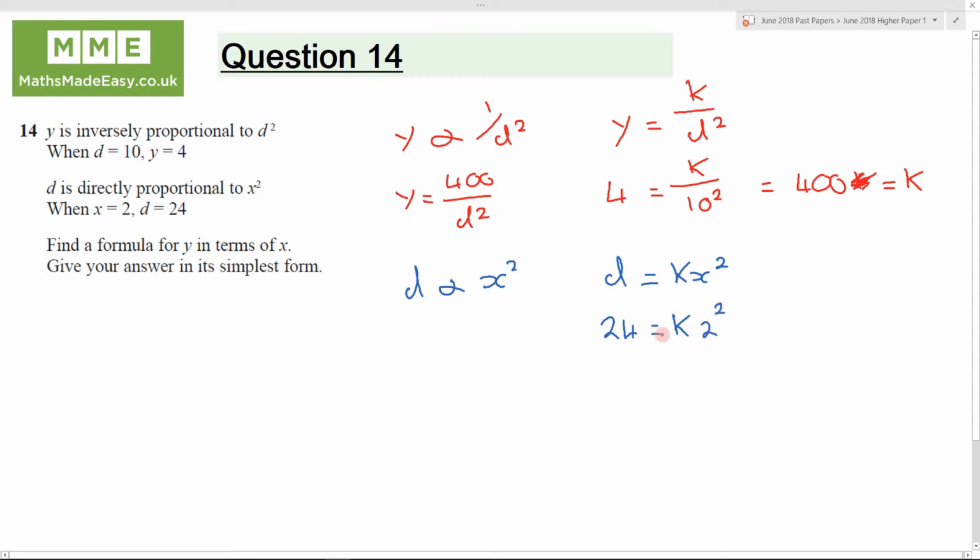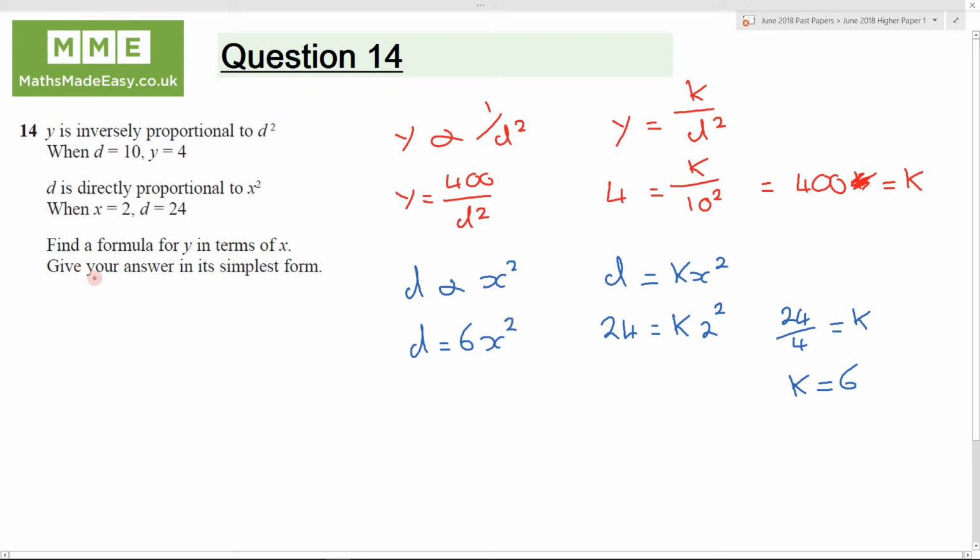2 squared is 4. Divide both sides by 4. We would get 24 divided by 4 equals k. 24 over 4 is 6. So therefore for this proportionality, k equals 6. Rewriting the equation with the new value of k, we would get d equals 6x squared.